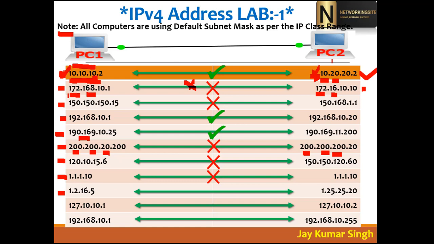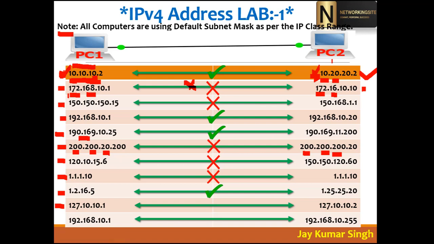It was 1.2.16.5. I think it is class A. Yes. In class A, it can work in the network, isn't it? Yes, they will communicate. Yeah, it will work. Okay. Now come here. That's class B. Yes, it will work.